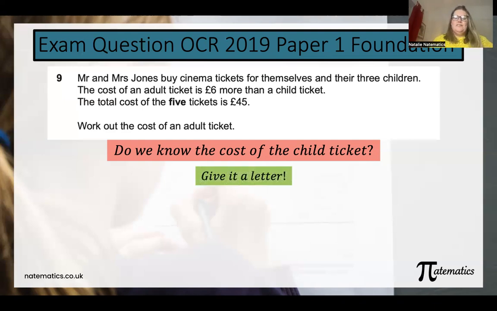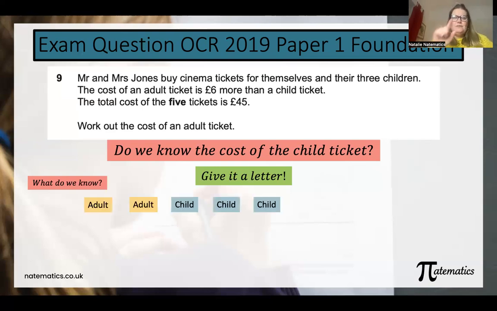So we don't know the cost of the child ticket, so just give it a letter. Because remember, what do we do when we don't know something in maths? Apart from moving on to the next question, we give it a letter, because then we've got something tangible that we can work with. So what I'm going to do is think about, well, what do I know? Well, I know that there's 2 adults and 3 children. I literally did this about an hour ago, and I was looking for a nice little picture, and I was like, no, I'll just leave it. I'll put what I know, which is 2 adults, 3 children.